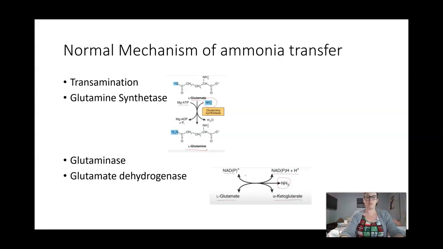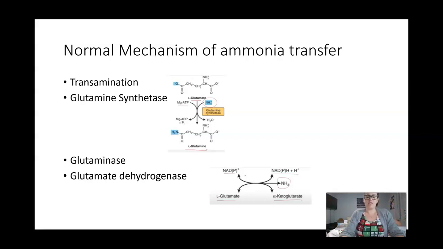The first one that we'll talk about is transamination. That requires the cofactor pyridoxal phosphate, PLP, and that helps transfer the nitrogen from one amino acid onto an alternative keto acid. So during transamination, no nitrogen is actually released. It is only transferred from one to the other.